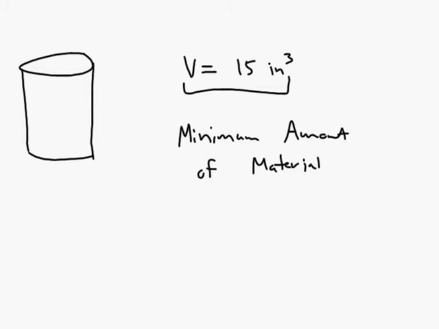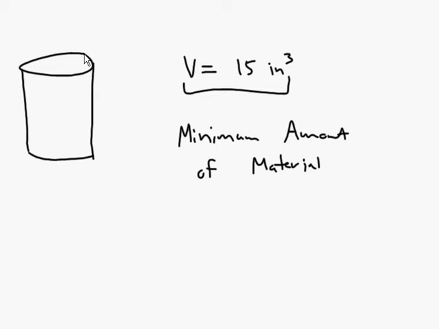Ideally, think about yesterday, the open-top box problem. We created a function for the volume of the box, we graphed it, and we found the maximum value it could have. We want to do the same thing here. We need a formula for the amount of material that's being used. So we need to think about how we make a cylinder.